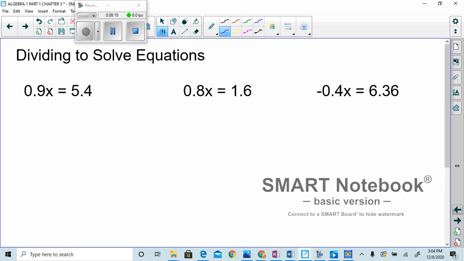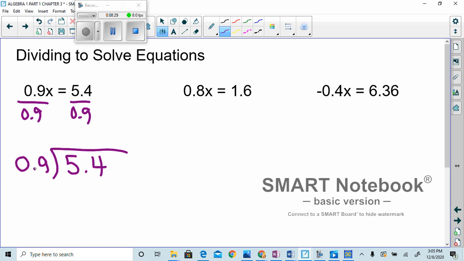But the final step here is saying, let's divide. If I divide both sides to isolate my variable x, I'm going to get 5 and 4 tenths divided by 9 tenths. Again, we follow that same process of moving that decimal over, and we'll see that will go in 6 whole times. X is equal to a whole number 6. Not always will they come out to a whole number, but sometimes they will.